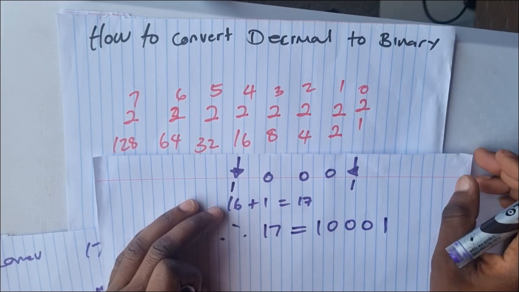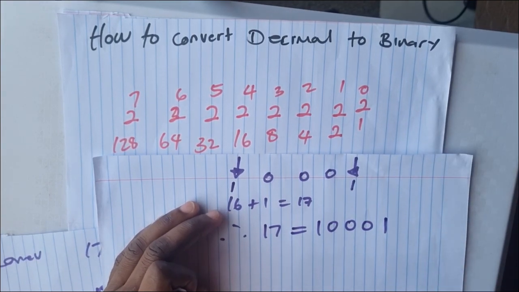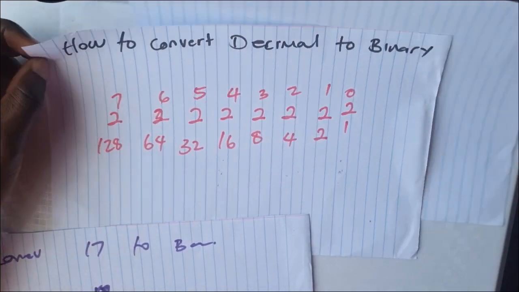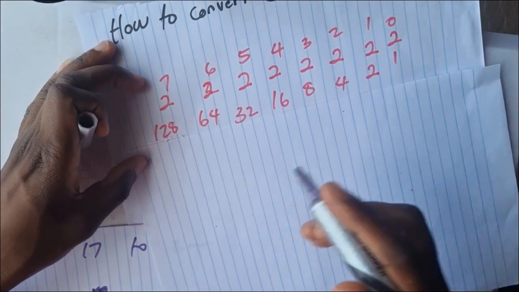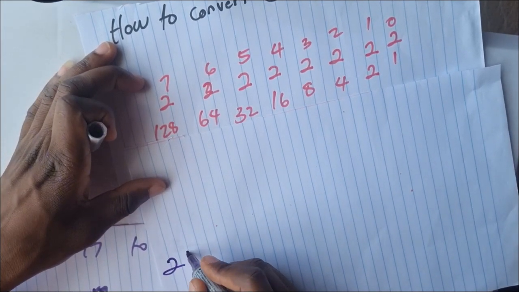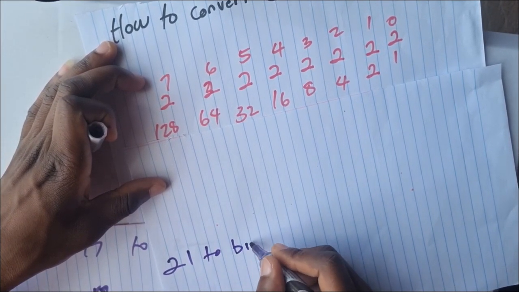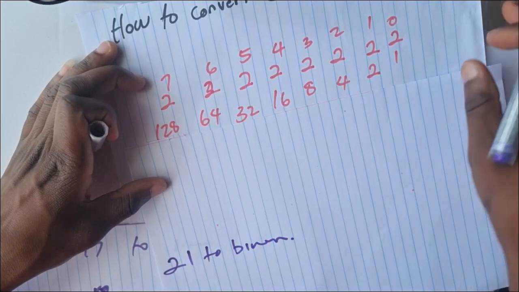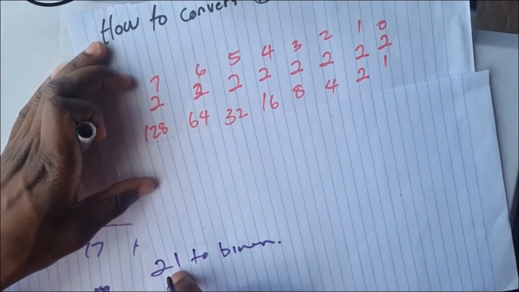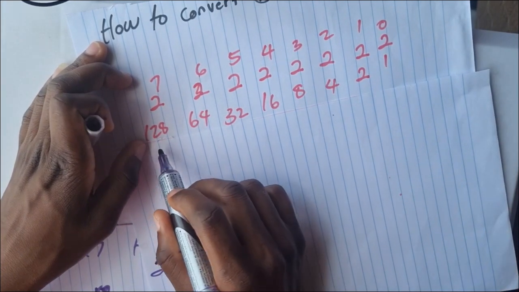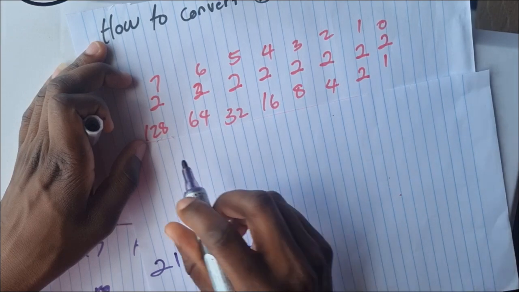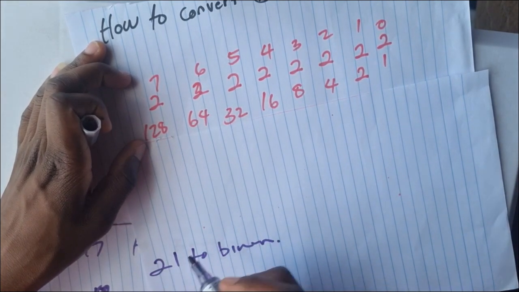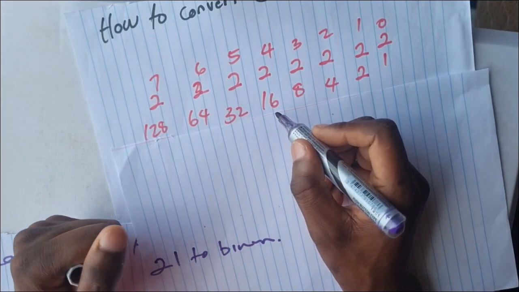Let's do another example. Let's say now we want to convert 21 to binary. So we want numbers that are going to add up to 21. We start from the highest number as well. Here, 32 is already above 21, so we cannot consider it. We are going to start at 16 again.